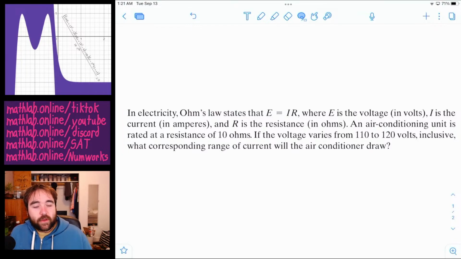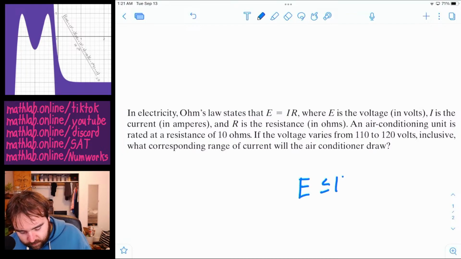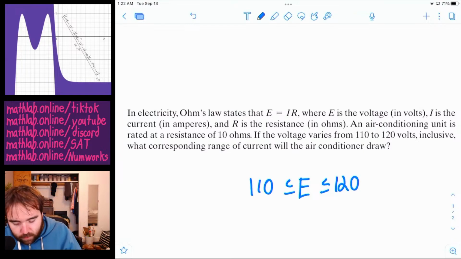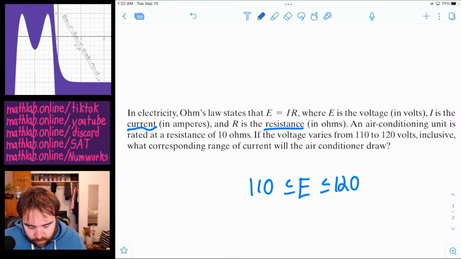Okay, so they tell us what the voltage is. They tell us it's in between 110 and 120. And what they mean by inclusive is that it can be equal to 110 or 120. So I'd go, okay, what's the voltage? The voltage is E. So they're telling me right now that E is in between 110 and 120. So let's see what else we got. So we got current and we got resistance. We know the air conditioning is rated at 10 ohms resistance. So we know that R is 10.